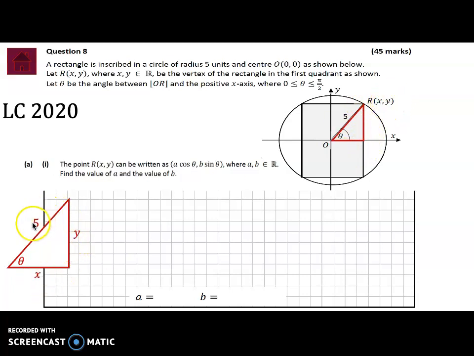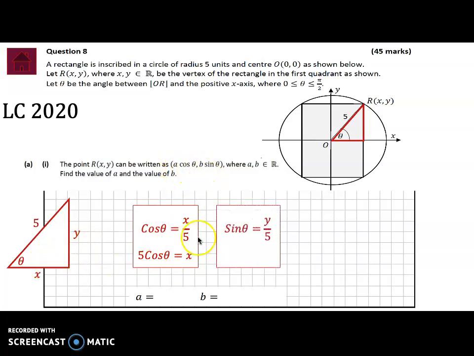This is a junior cert trigonometry question. To find the value of x in terms of theta, this is the adjacent over the hypotenuse, so cos of theta is equal to x over 5. But we want to know what x is, so x is equal to 5 cos theta. That's our x value. We do the same with y, except it's sine: opposite over hypotenuse, so sine of theta is equal to y over 5, and y is 5 sine theta. So the values of a and b are 5 and 5. That's the coordinates of x and y in terms of theta.